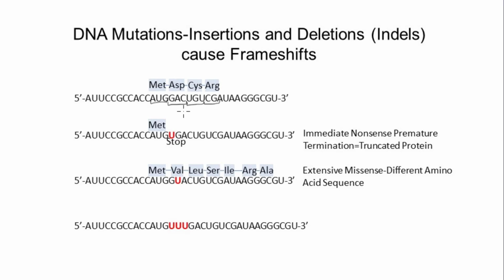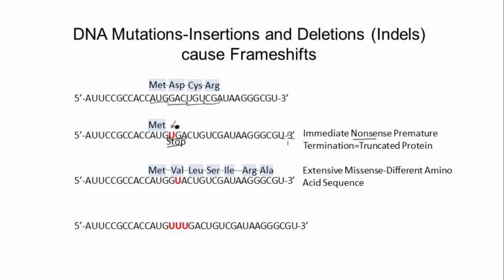Let's say that a mutation occurs at the gene encoding this protein such that now there's an extra uracil, a U immediately following the AUG start codon. What would be the impact of that insertion? The ribosome would begin translating at the start codon, the AUG, then when the next codon is decoded, what is it? It's no longer GAC, now it's UGA, and that's a stop codon. So the effect of this mutation would be immediate nonsense and premature termination of translation.